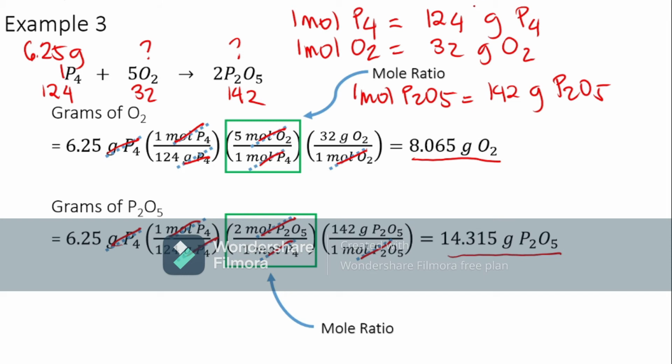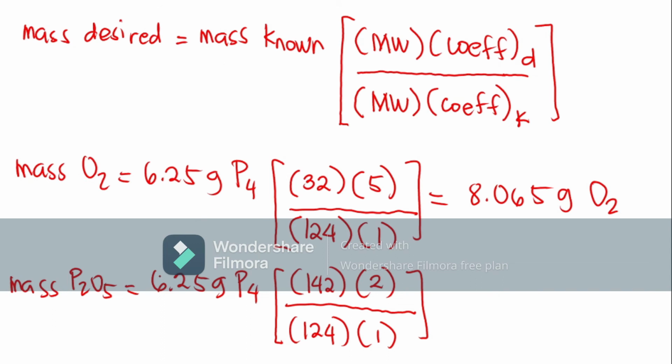Okay, so double check natin. 124 grams of P4, ang molecular weight ni P4, and ang coefficient niya ay 1. Tapos si P2O5 ay 142 grams per mole of P2O5. Tapos ang coefficient niya ay 2. So, 6.25 times 142 times 2 all over 124 over 1. So, the answer here is 14.315 grams of P2O5. Okay. So, double check.